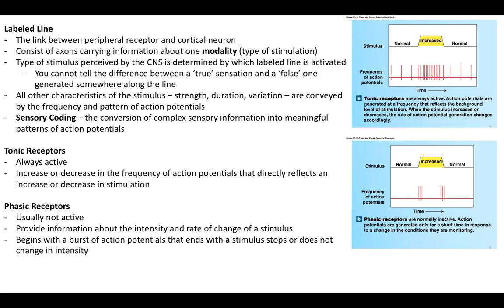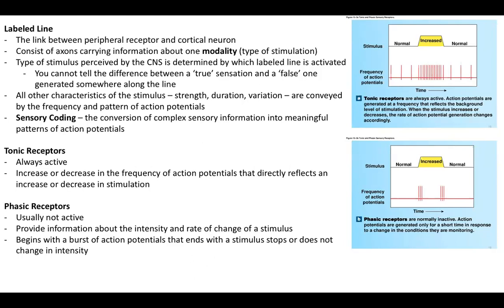Okay, and if this labeled line, this line of neurons or axons, is stimulated anywhere on that pathway, you have the stimulus, the sensation in your brain that something is occurring, whether that's actually true or false. Okay, this is like the phantom limb.